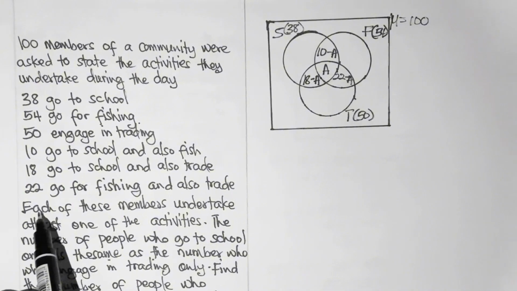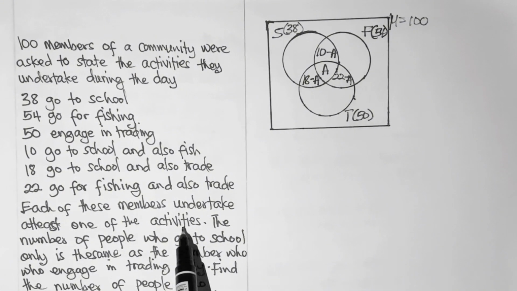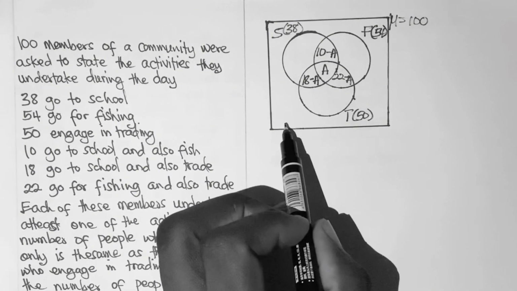And the question says that each of these members undertake at least one activity. It means that here is 0. We don't have any member which is outside these 3.